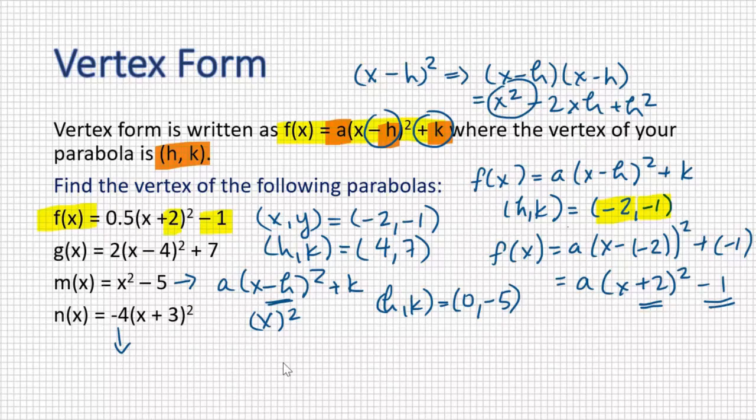And finally, for n of x, we have a similar problem. This time we don't seem to have a value for k. That means that the value for k is 0. So (h, k), in this case, is (-3, 0). The vertex sits on the x-axis.